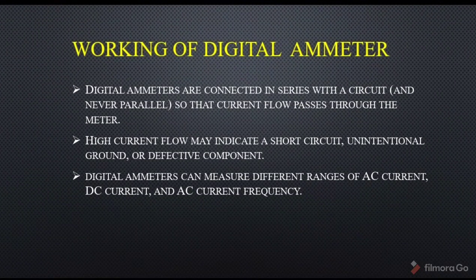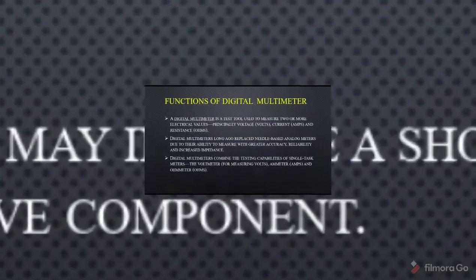Working of digital ammeter. First point. Digital ammeters are connected in series with a current circuit and never in parallel so that current flow passes through the meter. Second point. High current flow may indicate a short circuit, unintentional ground or defective component. Third point. Digital ammeters can measure different ranges of AC current and DC current and AC current frequency.